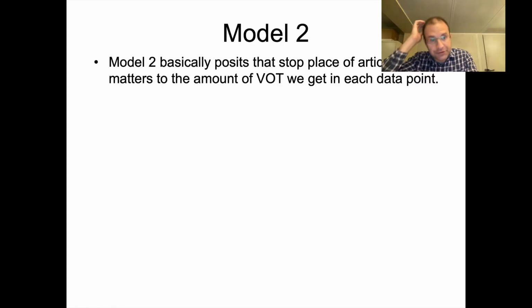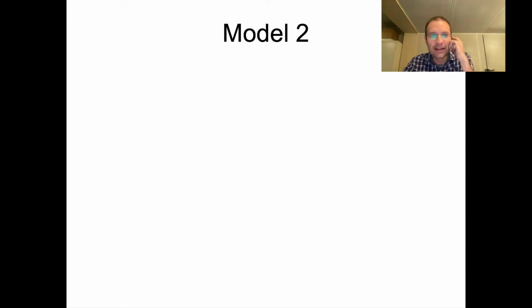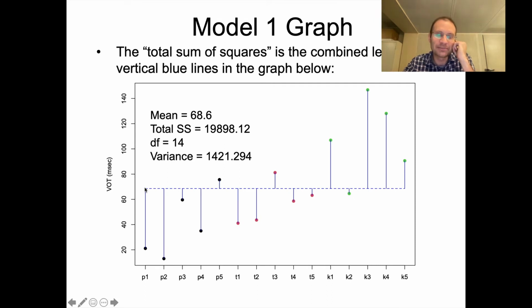Let's move on to Model 2. Model 2 basically posits that stop place of articulation matters to the amount of VOT we get in each data point. So in this model, we just have this mean, and you could maybe think about it like maybe Duchamp is just sort of targeting this mean VOT whenever he produces a stop, and then he just kind of randomly makes errors on either side of that mean value. But it doesn't really matter whether he's producing a P or a K. It's just, there's some random error in there.